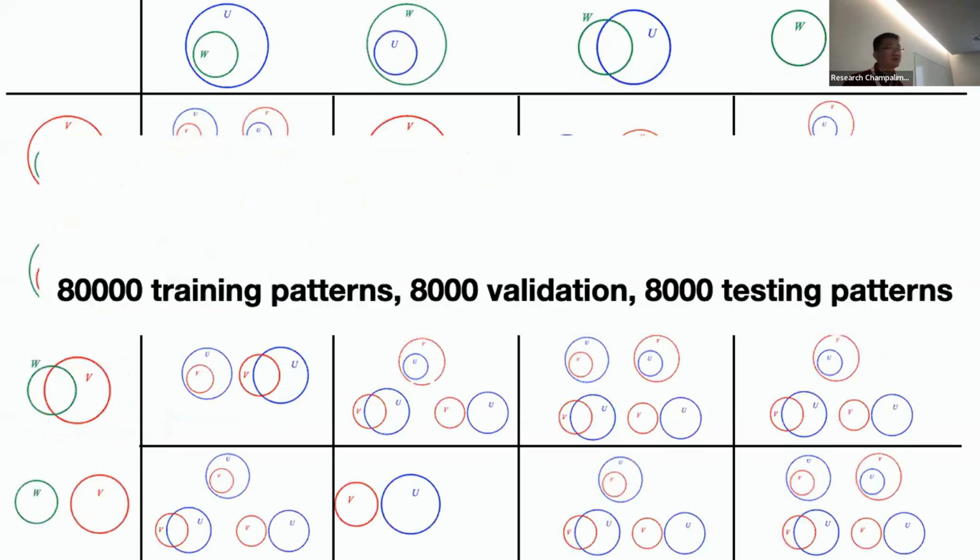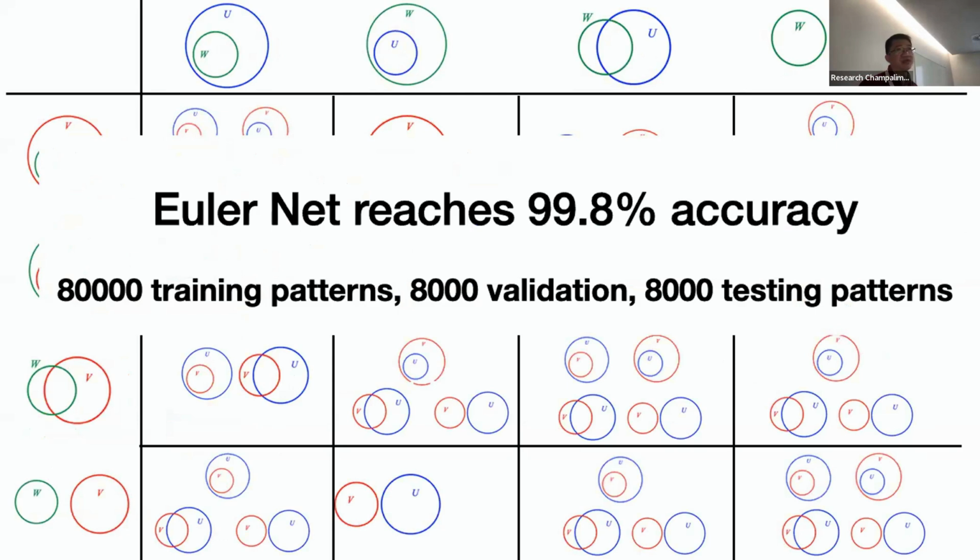They collect 80,000 training data and use 8,000 validation and 8,000 testing, and reach 99.8% accuracy. Does this network learn syllogistic reasoning? Only a 0.2 point gap.